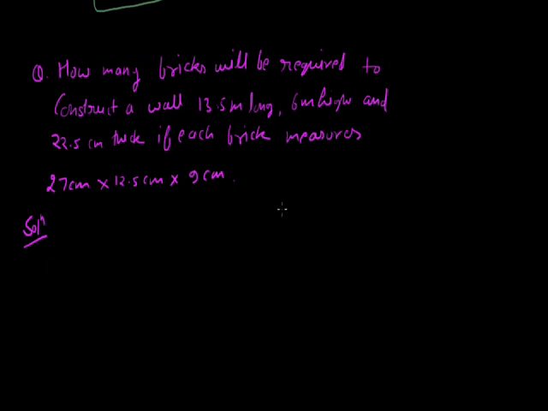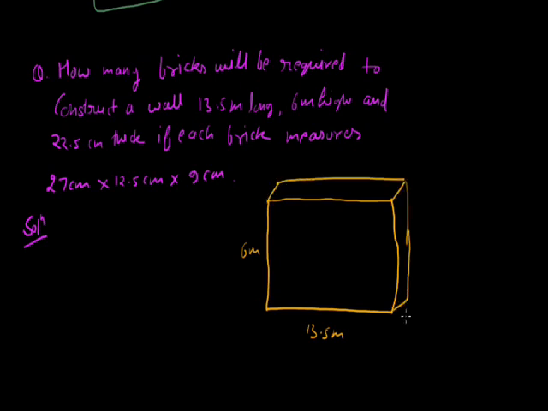Let's say first of all we draw a wall. It is given that the wall is 13.5 meter long. This is the wall, 13.5 meter long, and it is 6 meter high. Let's say this is a 6 meter high wall, and it is only 22.5 centimeter thick. See the unit carefully, that is 22.5 centimeter. So this is nothing but the length of a cuboid, this is the breadth of the cuboid, and this is the height of the cuboid. This is our wall.